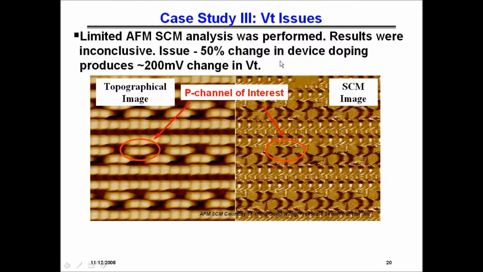The problem with scanning capacitance, however, is that it's more of a qualitative tool rather than a quantitative tool. I did the calculations for that, and I found that you can have a 50% change in device doping, and it'll produce a 200 millivolt change in VT, and that's often enough to cause a bit cell failure. However, a 50% change in device doping you won't see with scanning capacitance. So again, our physical analysis tools kind of let us down.